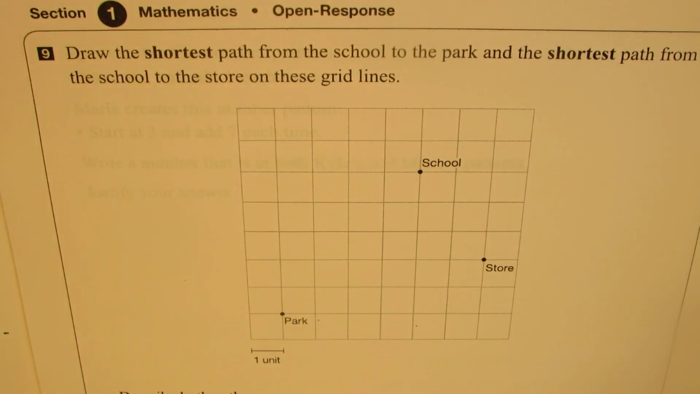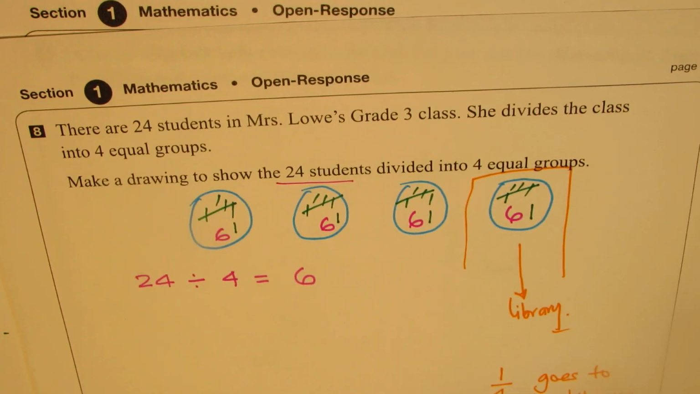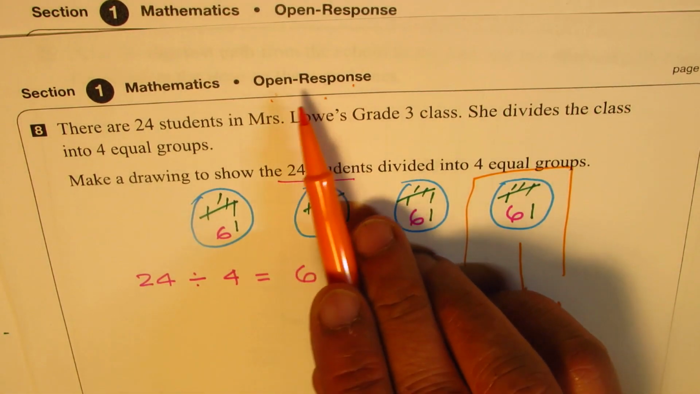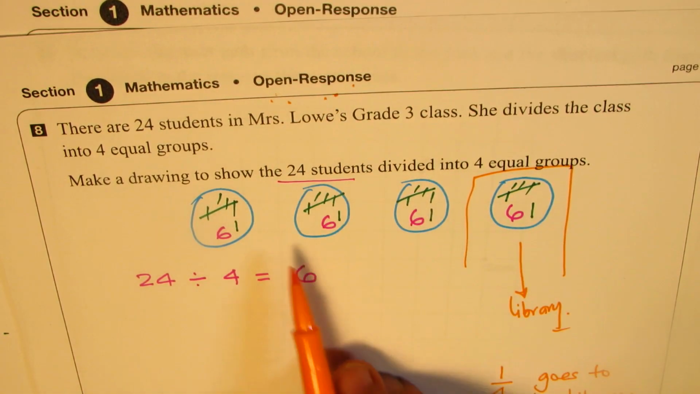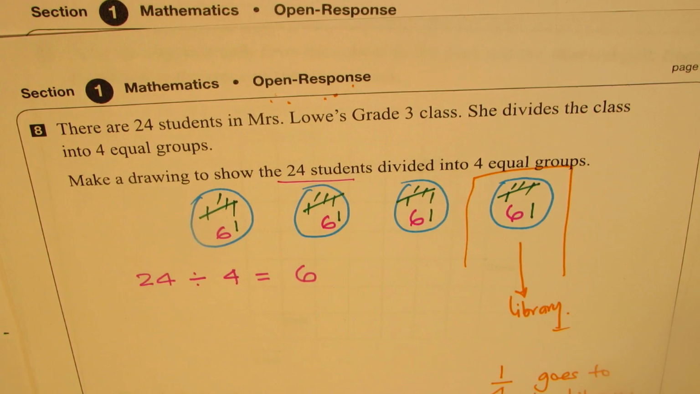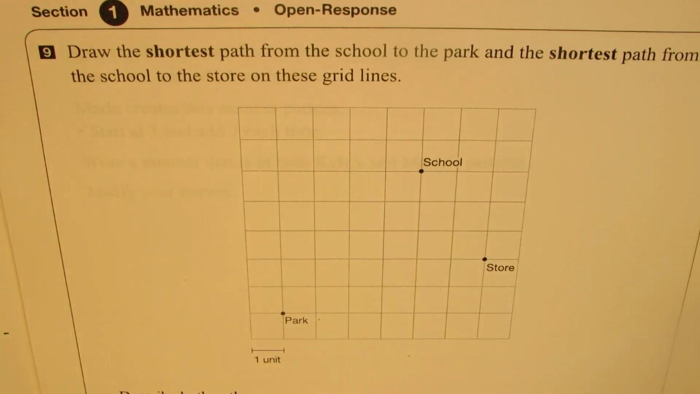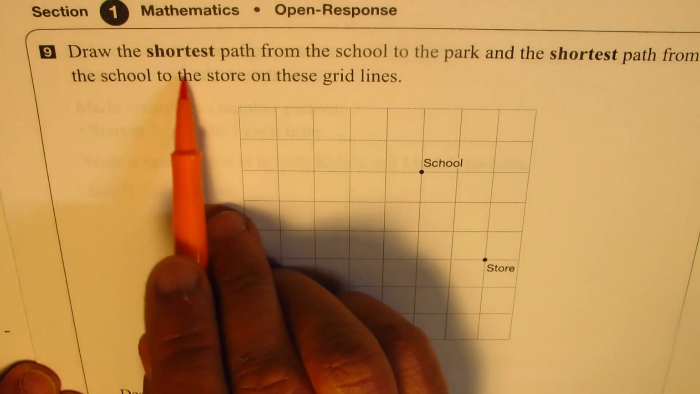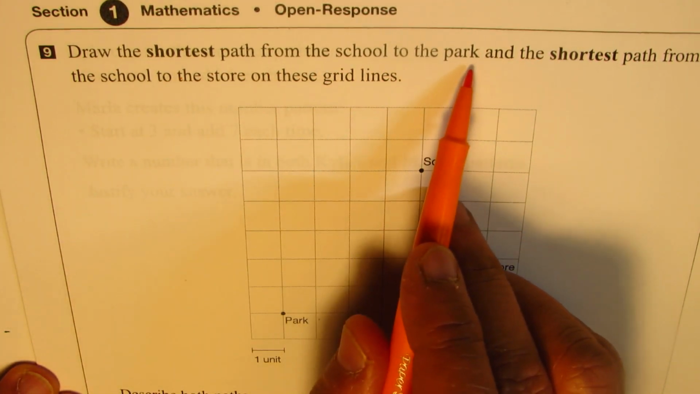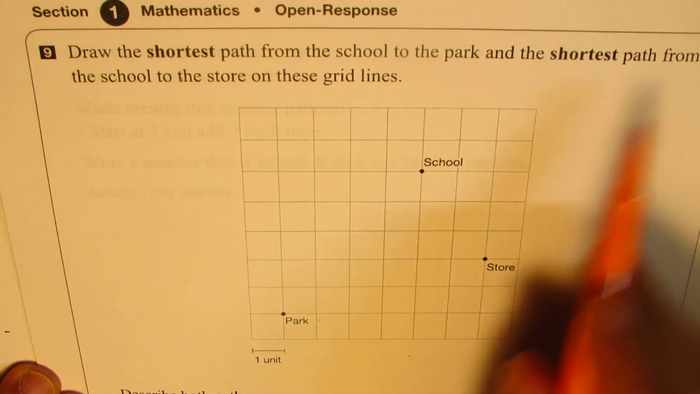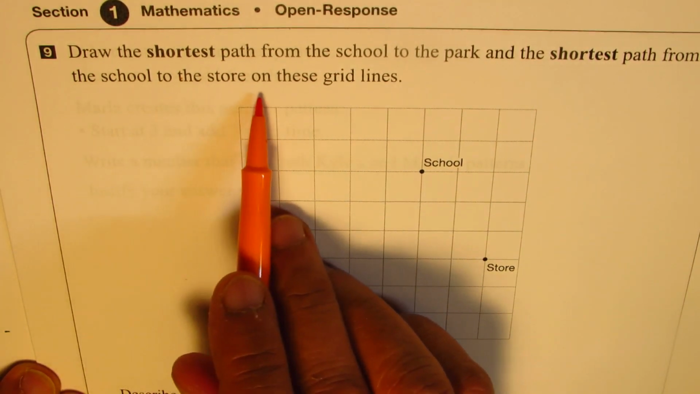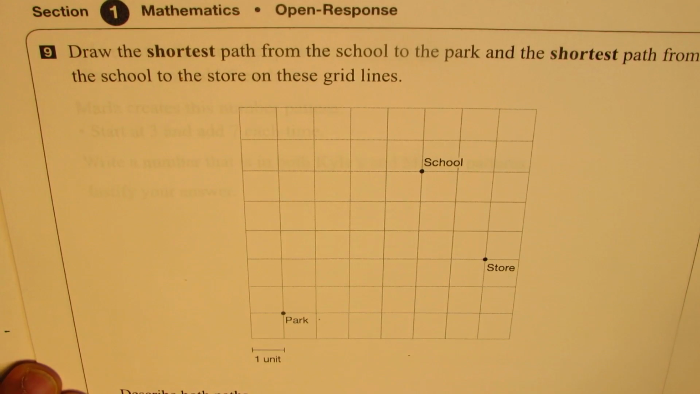Now these are open response questions, right? So when you write open response, you have to explain your solution. That is why we explained it in two different ways to you. Question number 9 is also open response question. Now it says, draw the shortest path from school to the park and the shortest path from the school to the store on these grid lines.